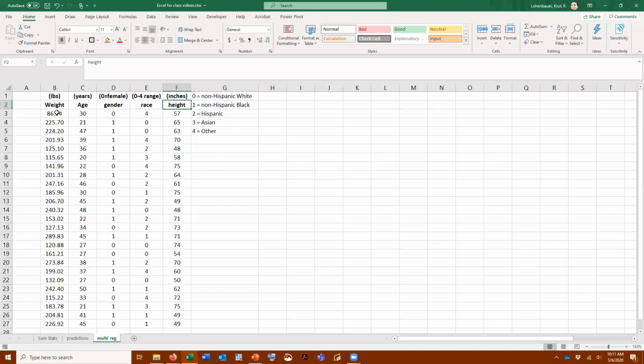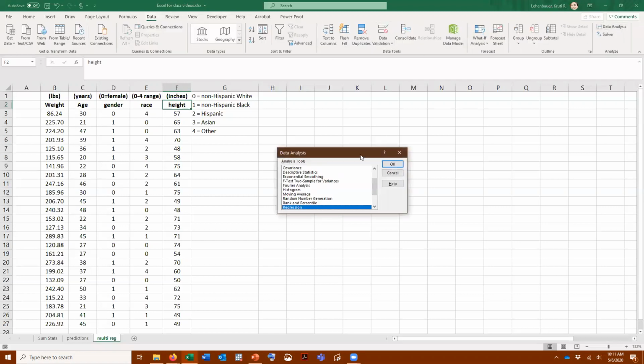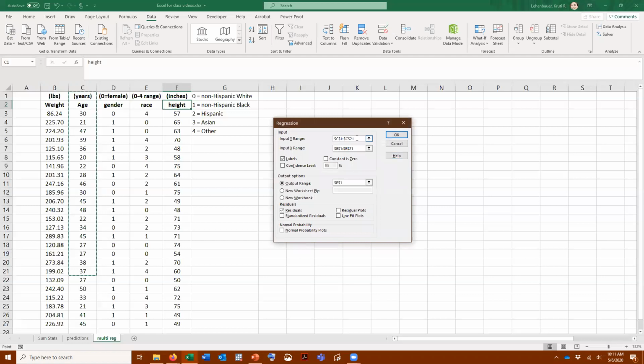And now we are going to run a multiple regression. Multiple regression means that weight depends on more than just one variable, age. Weight depends on age, gender, race, and height. That's what we are testing for anyway. So again, we go into data, go to data analysis, click on regression. Again, this is because I had copied stuff over. All right.